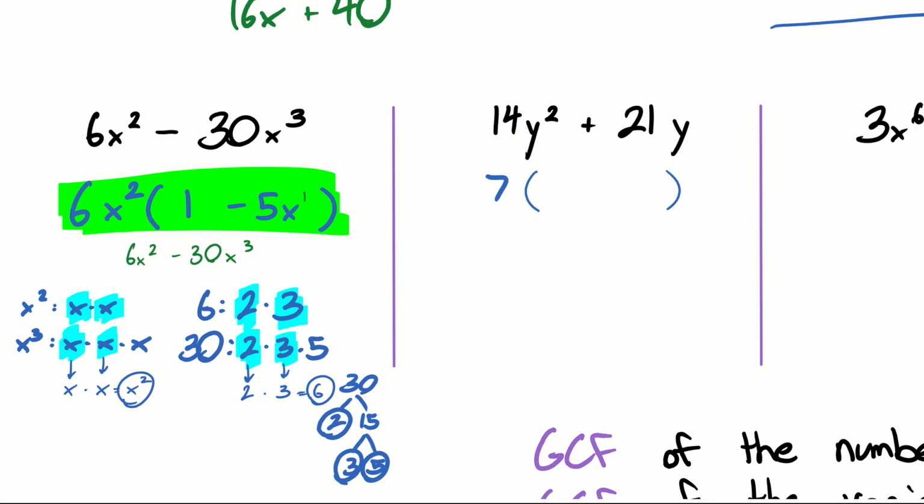Now, y squared and y, we've got to consider the variables first. In y squared, there's 2 y's. There's a y times a y, right?